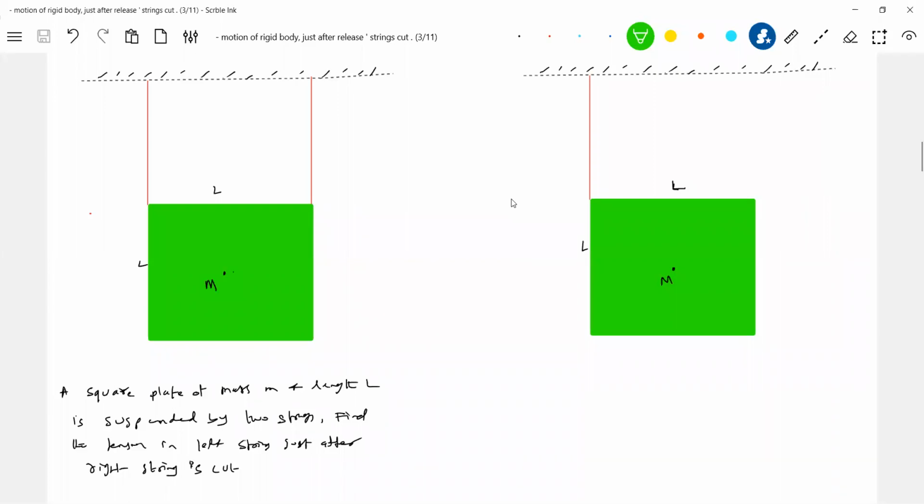No. Read the question. And the right string is going to cut. So the right string is here.